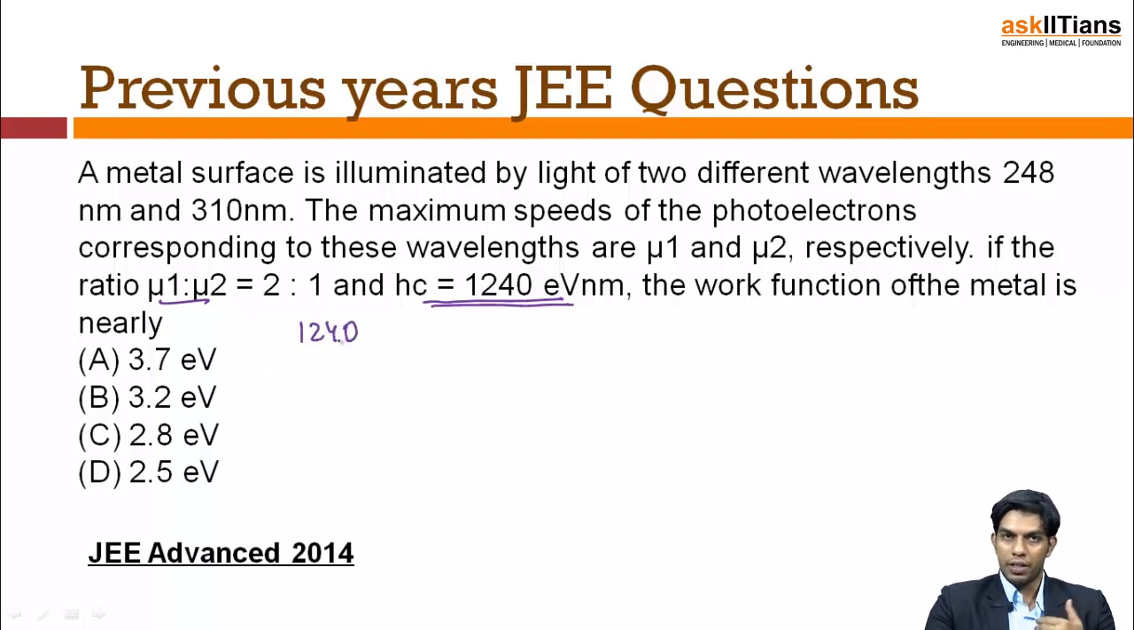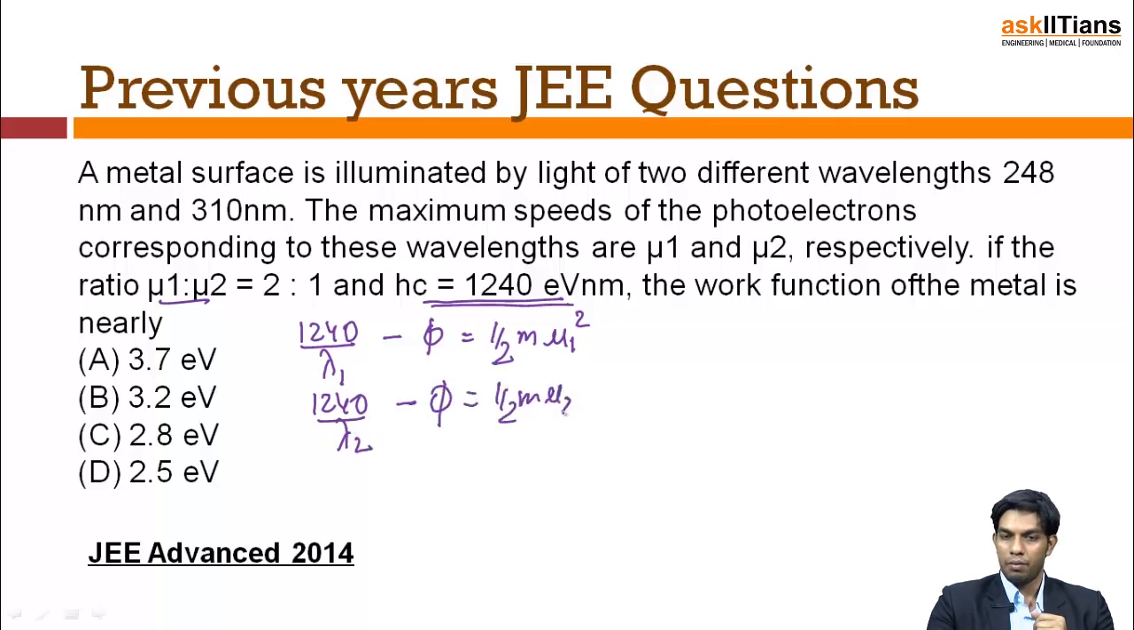The energy which fell on the surface is 1240 electron volt nanometer divided by lambda 1 minus phi naught is equal to half m, the mass of the electron, into mu1 square. Similarly, 1240 divided by lambda 2 minus phi is equal to half m mu2 square. I know the ratio of mu1 to mu2, so I just divide these two equations and I will end up getting 1240 by lambda 1 minus phi.